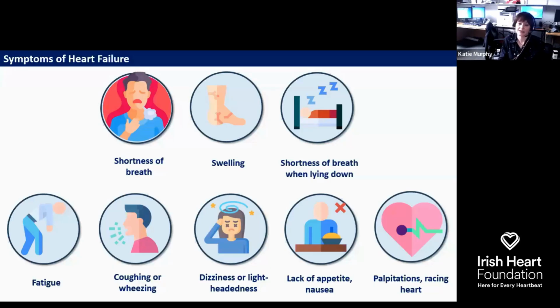Dizziness or lightheadedness can be another symptom. If people have a lot of fluid buildup, then they can have problems with their gut being kind of swollen and being somewhat edematous, which means that it's kind of retaining fluid. And so this can cause you to have problems with a lack of appetite and nausea. And then people can also have palpitations or racing hearts.